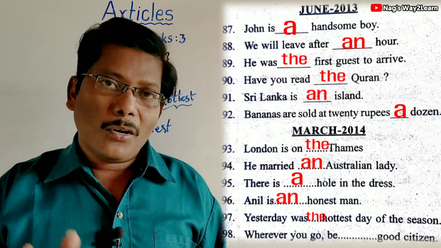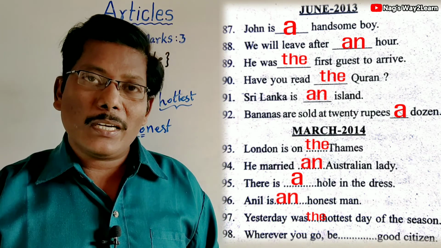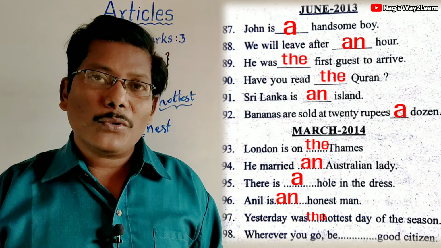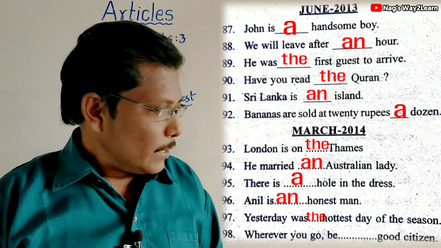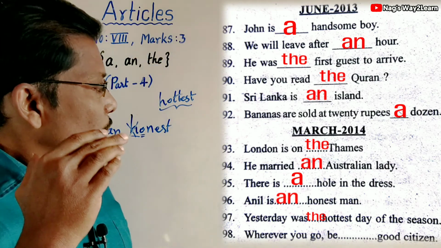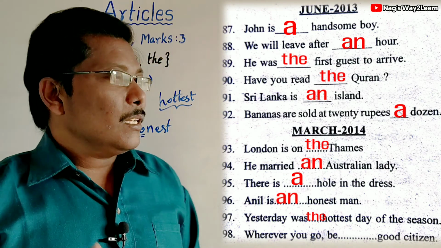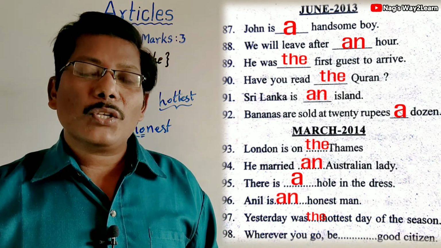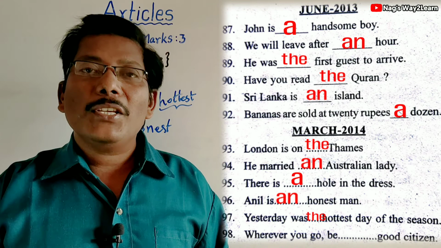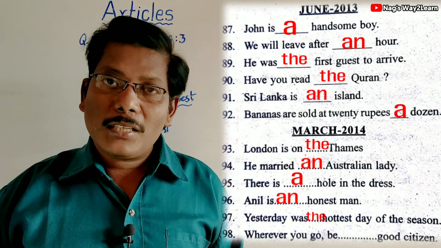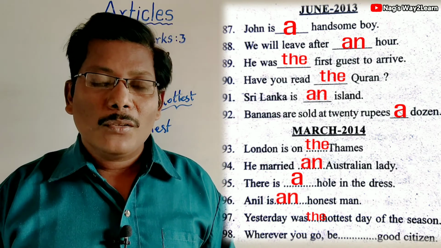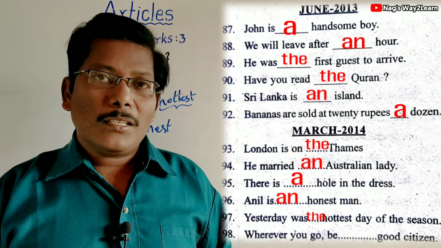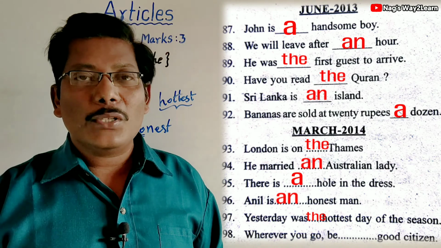Okay, understand? The hottest, the biggest, the smallest, the largest. Like this, before superlative degrees we use the definite article the. Okay, the next one is wherever you go, be dash good citizen. So be a good citizen, because there are so many good citizens and you are one of them. So obviously we can say a good citizen. So the answer is a good citizen.